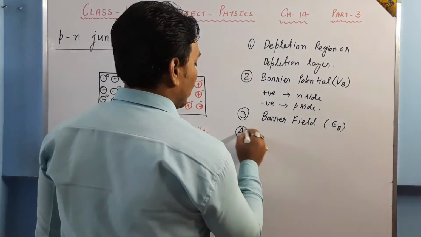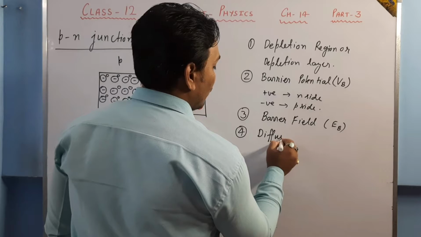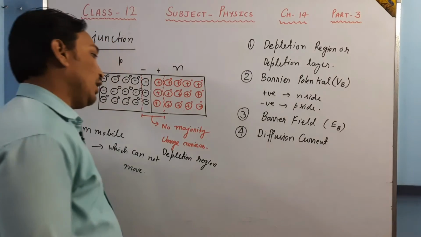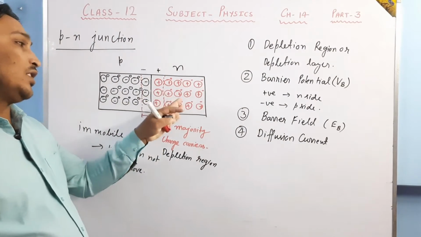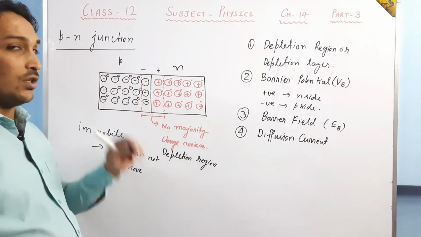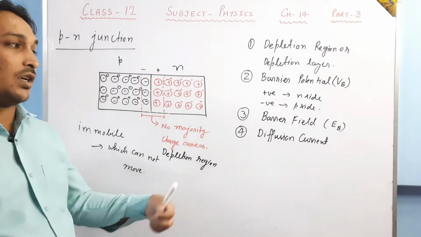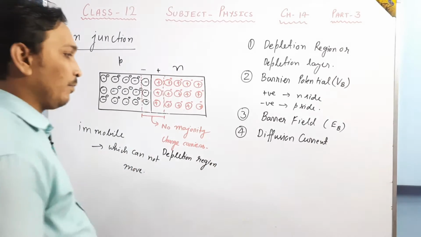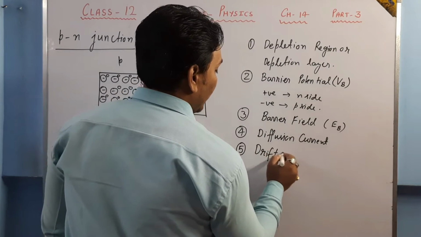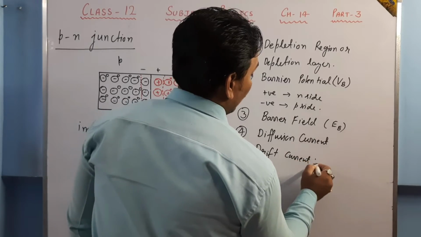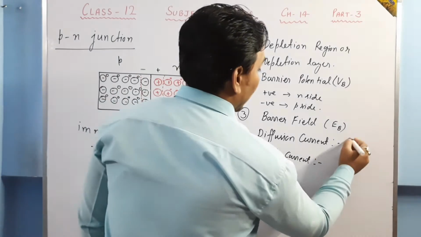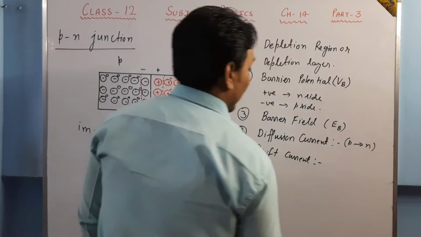Now the fourth one is diffusion current. What is diffusion current? So basically when p-n junction is formed, electrons are transferred over the junction. So the diffusion of electrons causes flow of electrons, and that flow of electrons causes a current which is called diffusion current. One very important point is also there, and that is called drift current. If I ask you what is the direction of diffusion current, electrons are going from n side to p side. So basically direction of diffusion current is from p to n side.